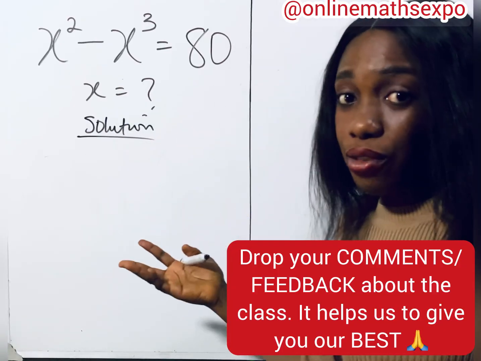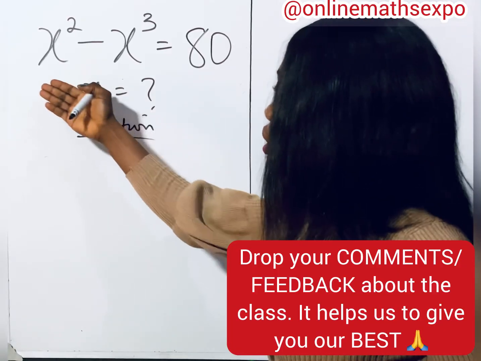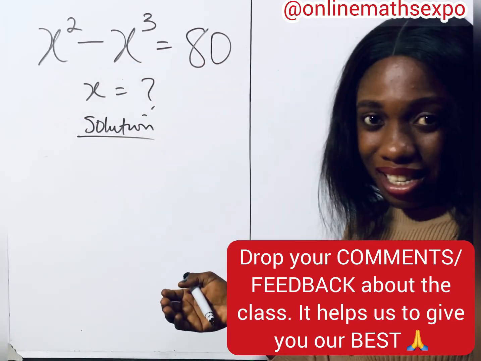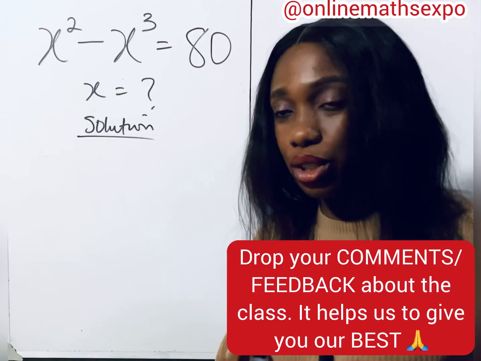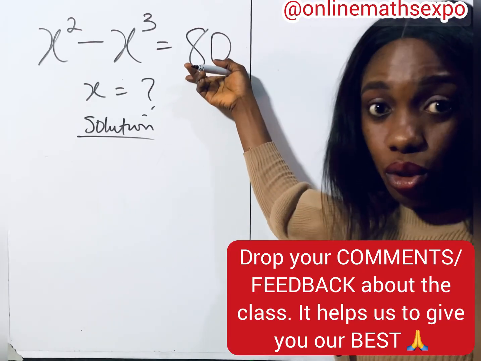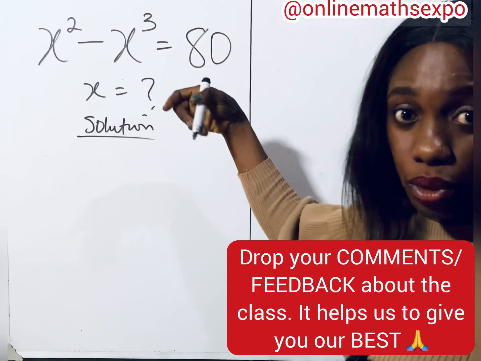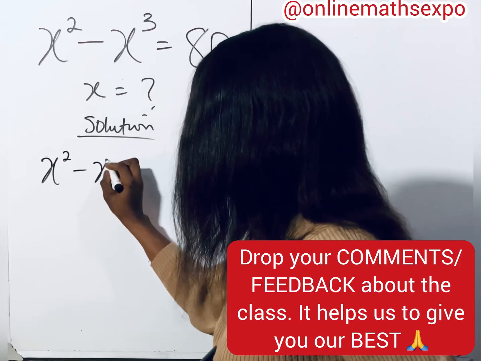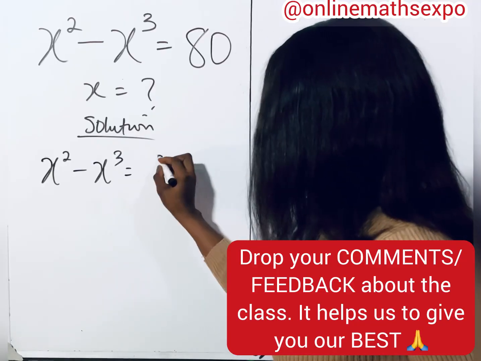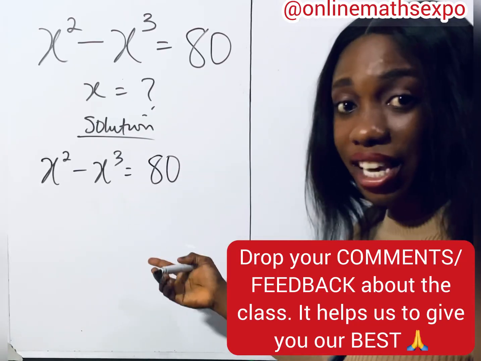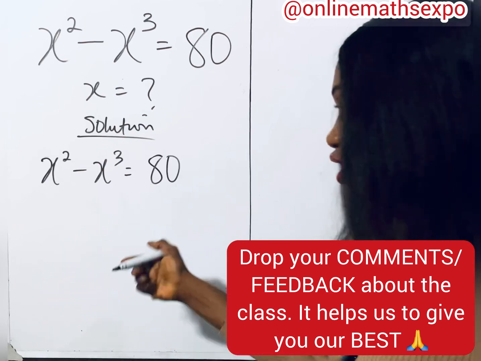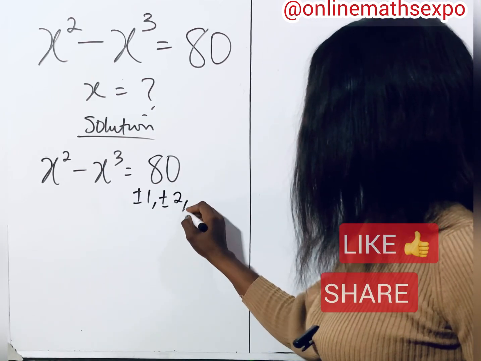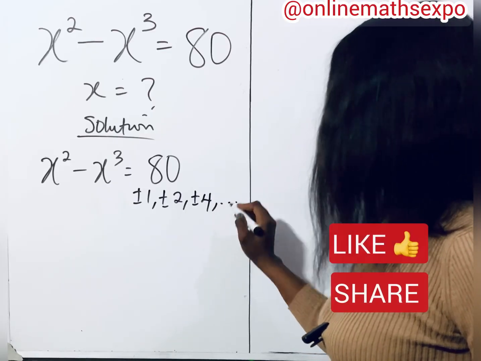Now we're going to ask ourselves the question: is there any value of x we can put in here to make this equal to 80? Let's get the factors, those numbers that can divide this 80 without remainder. We can rewrite this as x squared minus x cubed is equal to 80. The numbers that can divide 80, take the positive and negative: positive and negative 1, positive and negative 2, positive and negative 4, and the rest.